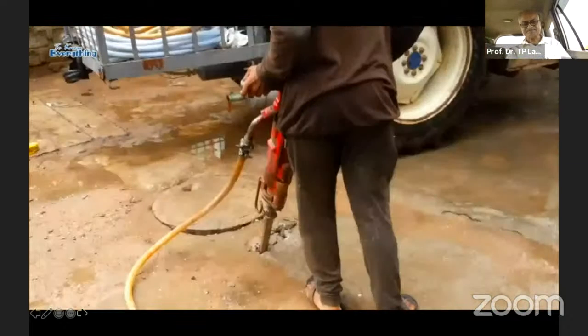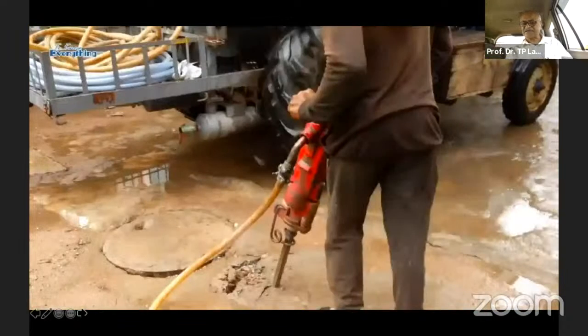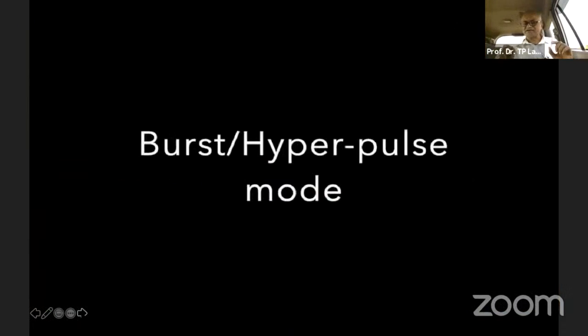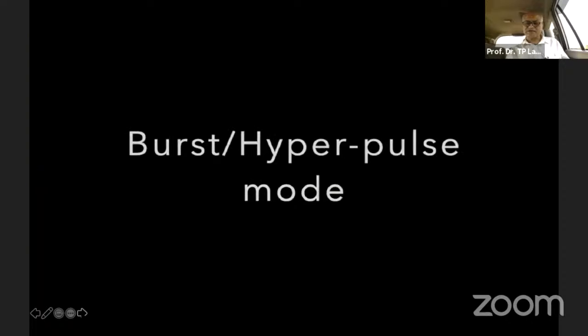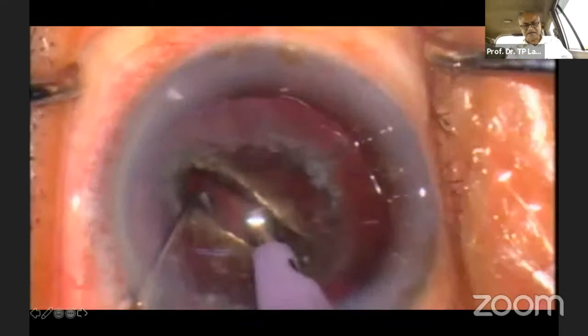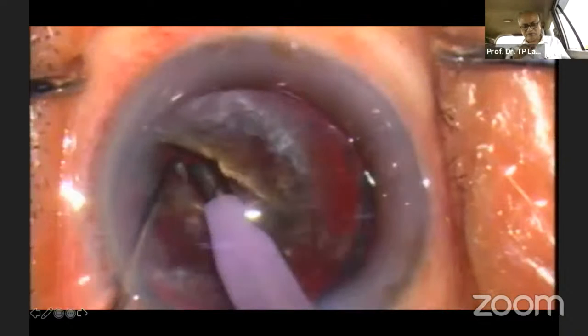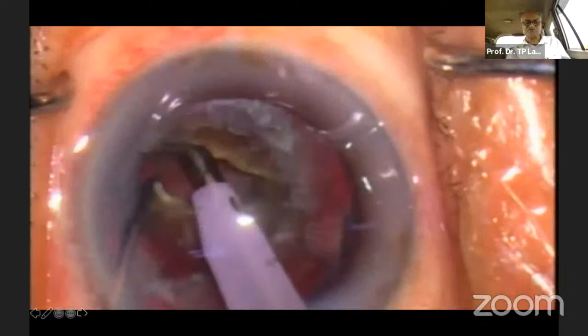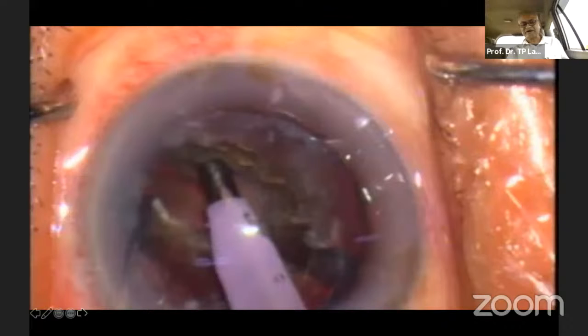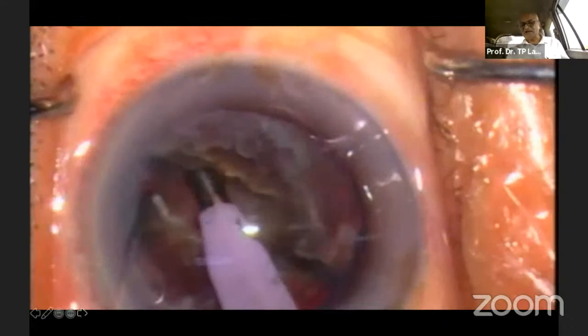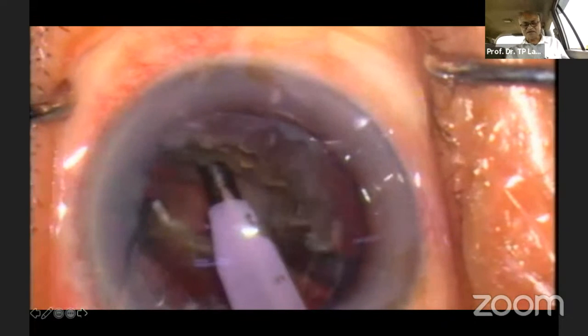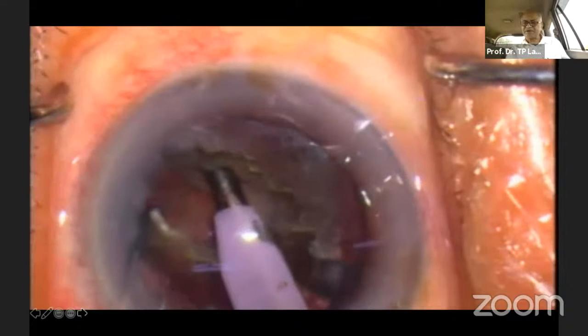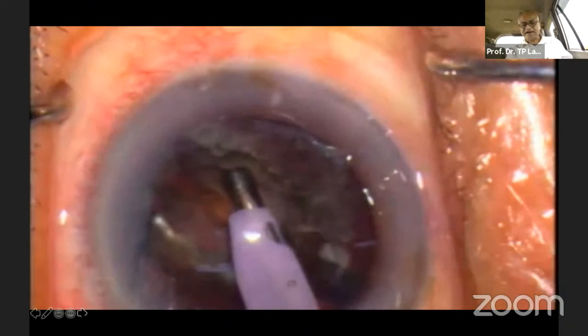Yes, here you can see it is like a drill. It is a very hard cataract, and you can use burst and hyperpulse mode. Here you can see now, again I am going inside on one corner on one side, and on the other side my chopper is helping, and you will see the posterior fibers. These posterior fibers are rubbery, leathery fibers, and you will have to separate them.